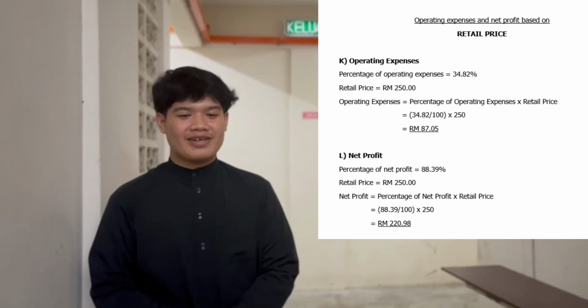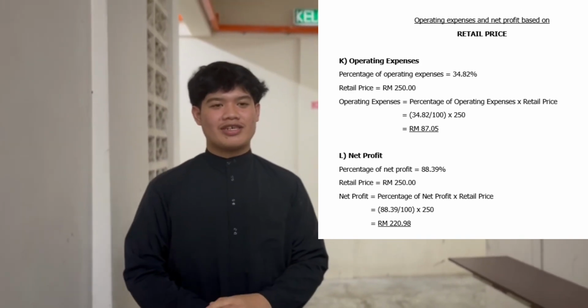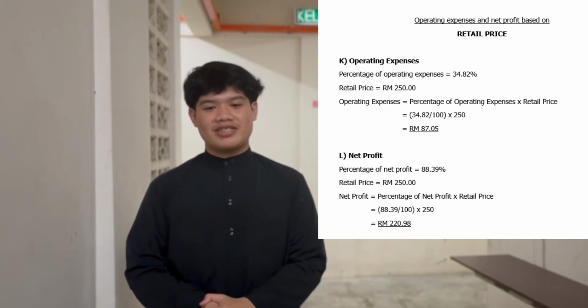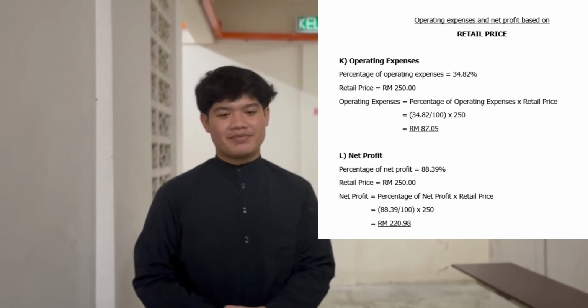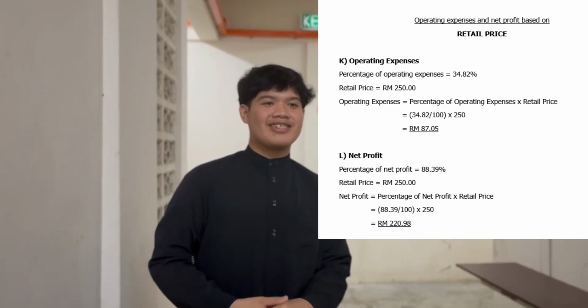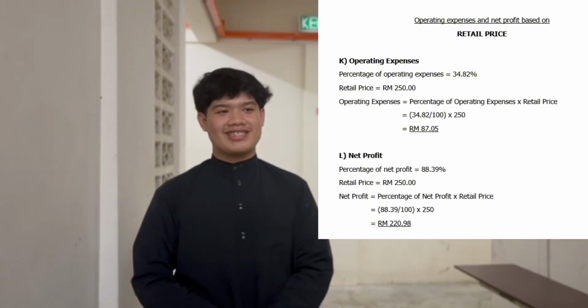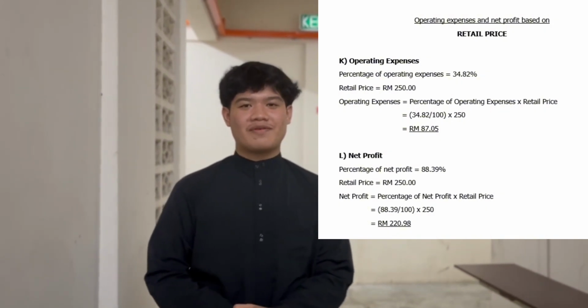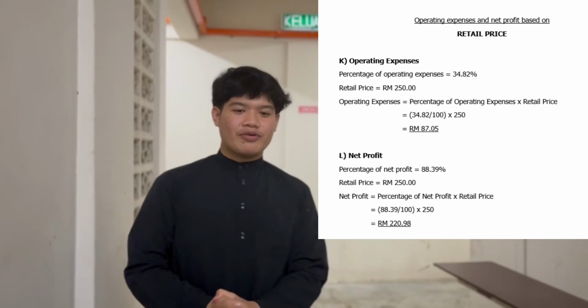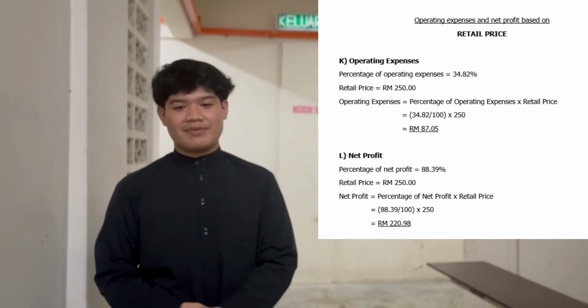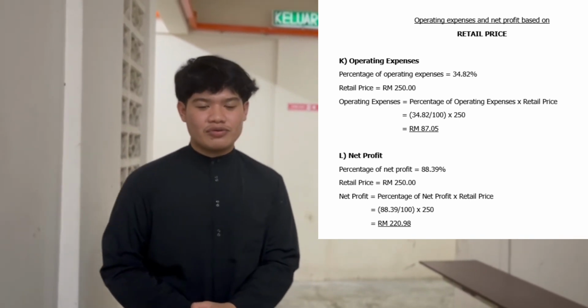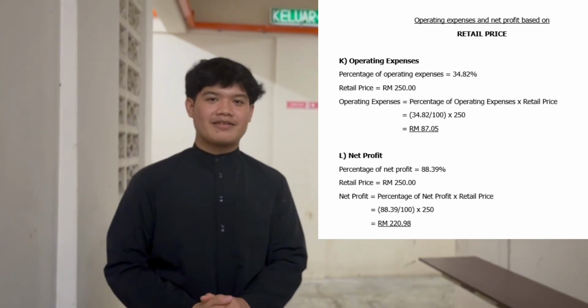So next, for our net profit. So as you can see at the top again, our percentage on net profit is 88.39%. For our retail price is 250 ringgit. So the formula is net profit equal to percentage of net profit times retail price. So 88.39% times 250 ringgit, and we got 220.98 ringgit.